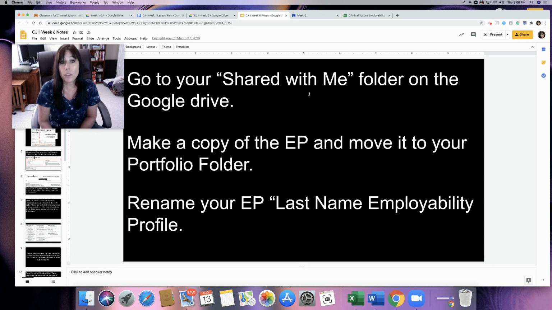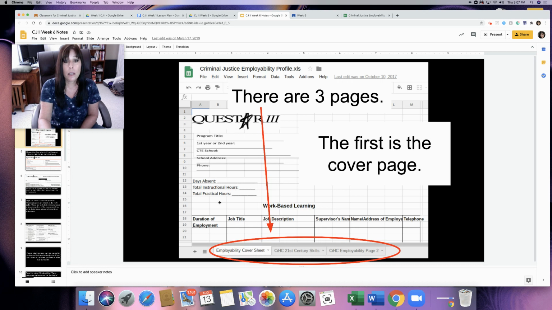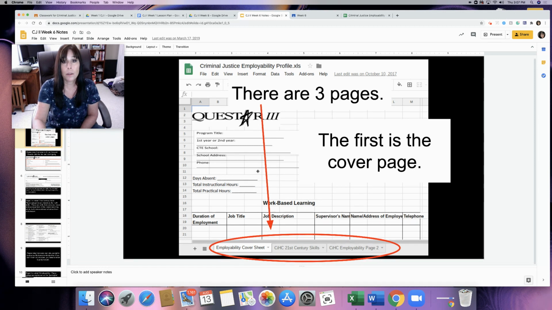So these instructions you would follow if we were in class together, which is go to your shared with me folder, but it's actually right in Classroom, so you don't have to do all that. As I said, rename it to your last name employability profile, right? And I already mentioned this, there's 3 pages, and your tabs are down here at the bottom. The first is the cover page.